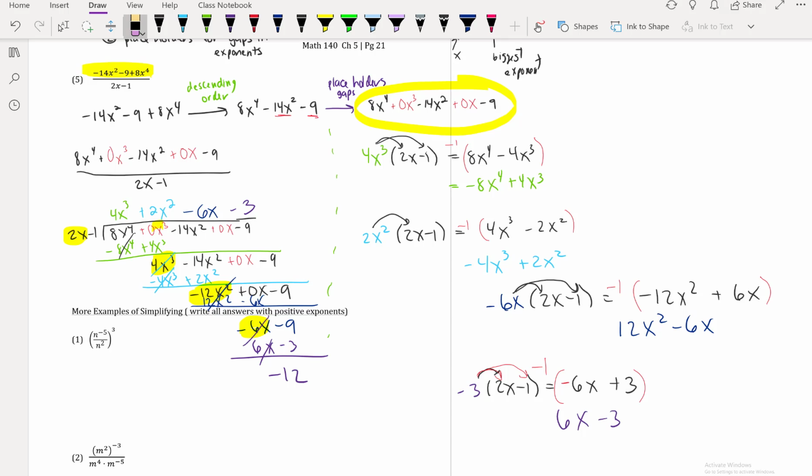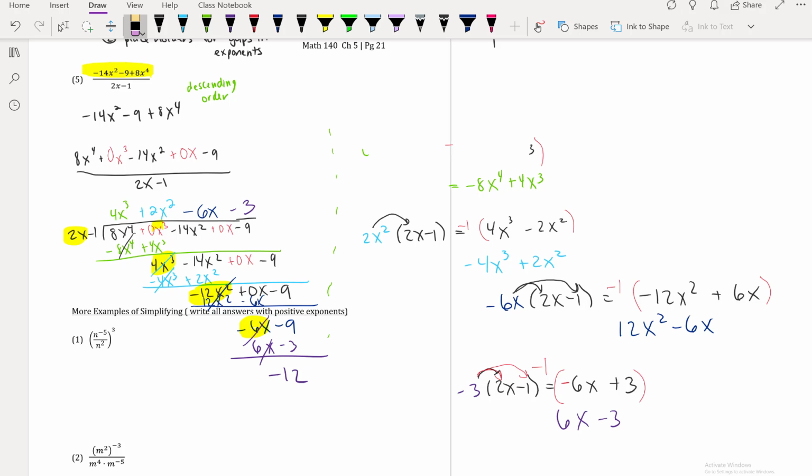So to give myself a little bit more room, I'm going to go ahead and erase some of my scratch work, and that's okay because I have it recorded so I know how to get back to it in case I need it.